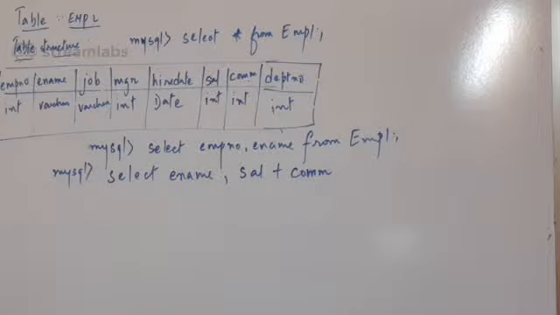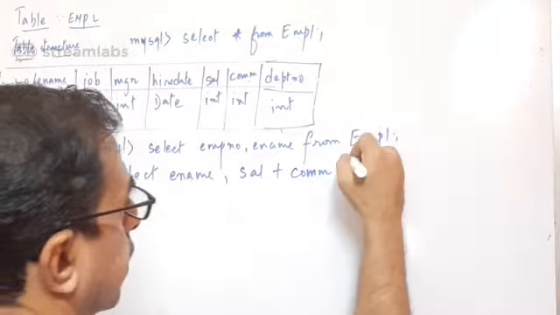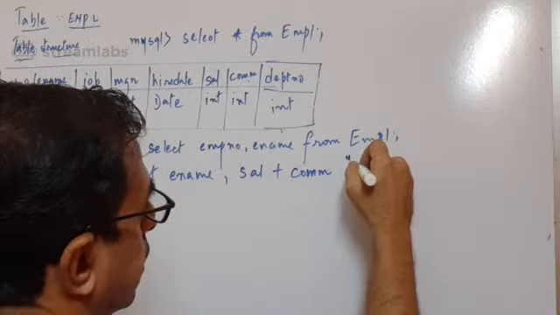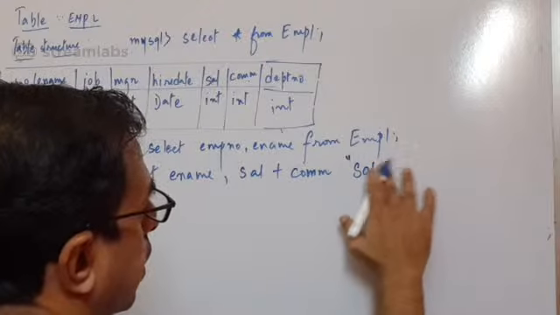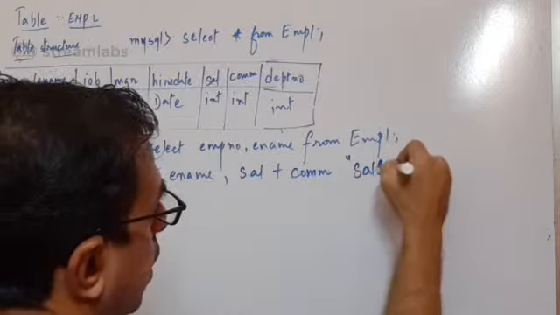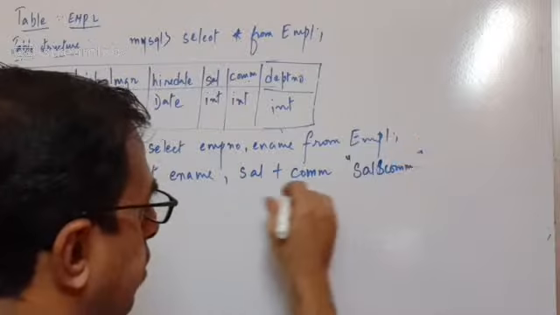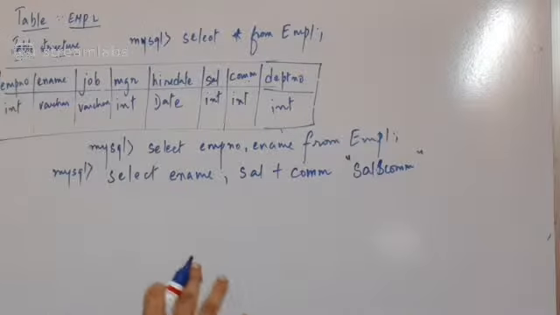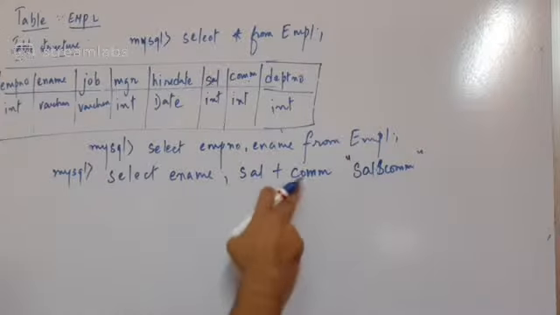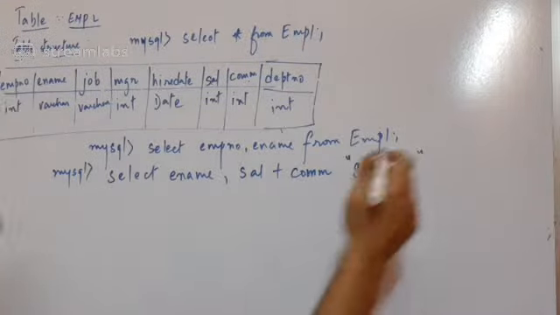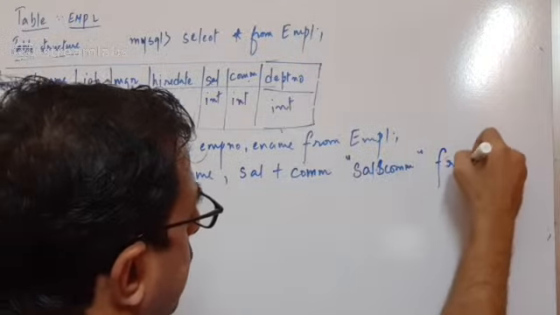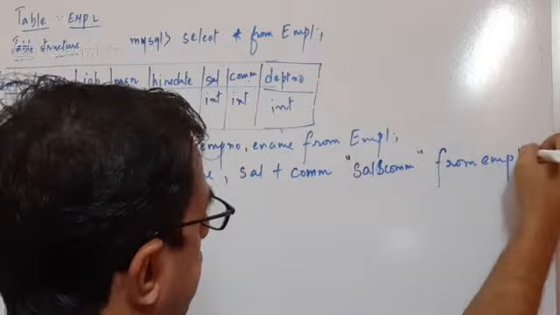So what you can do is write it this way. What this will do is calculate salary plus commission, and that will be displayed under a new heading called sal and commission, followed by from the table name, which is EMPL.